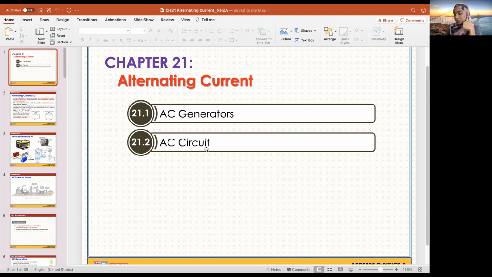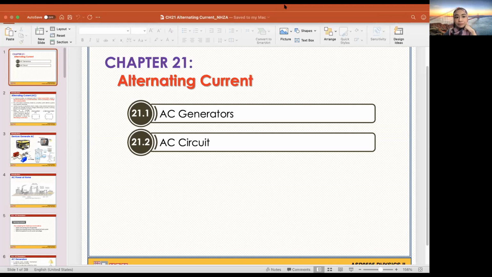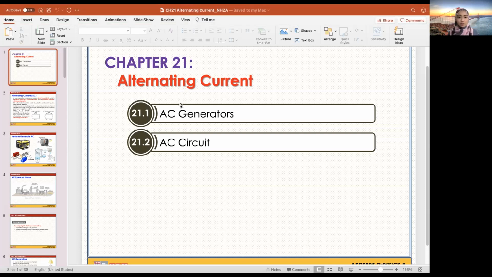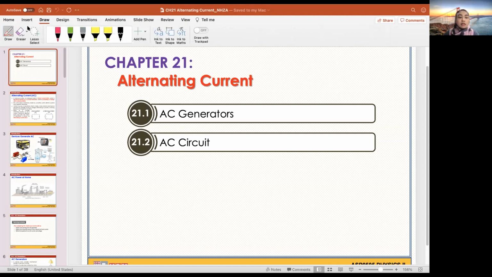Okay. Hello. I hope everyone is back. It's 12:30. Let's continue with chapter 21. So chapter 21 is about alternating current, or AC. AC means alternating current, but usually people say AC current, AC voltage. They will say AC current even though AC already means alternating current. Okay, so it means the same thing.